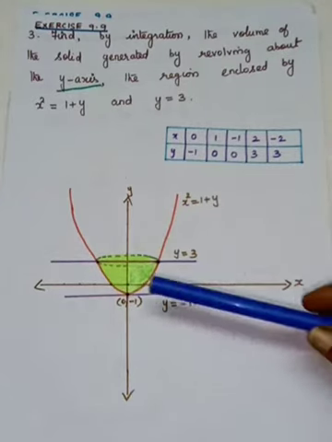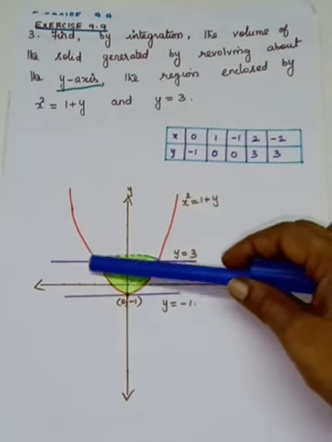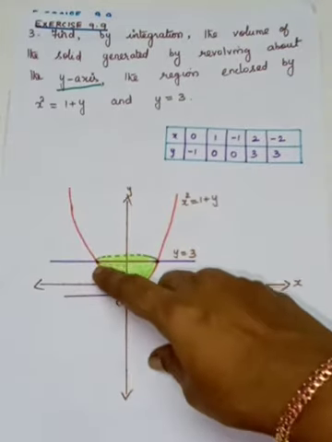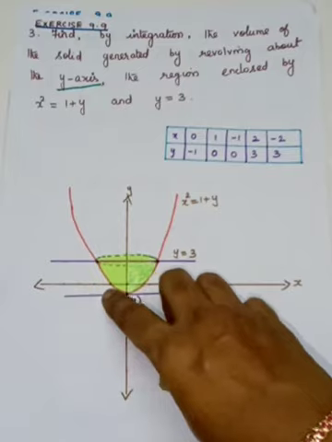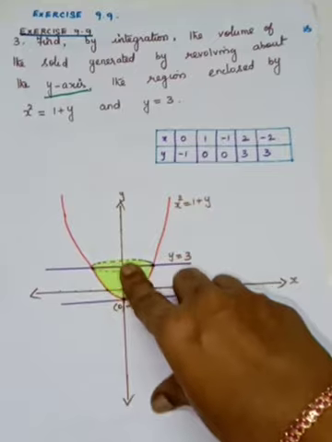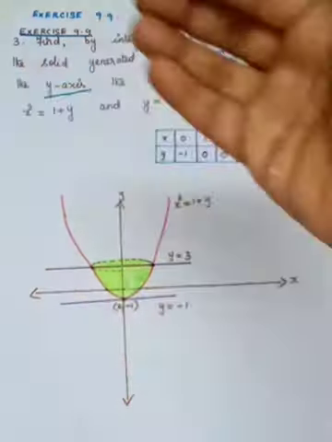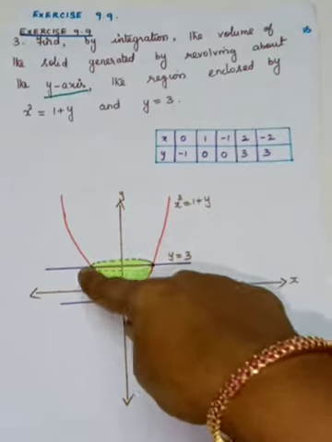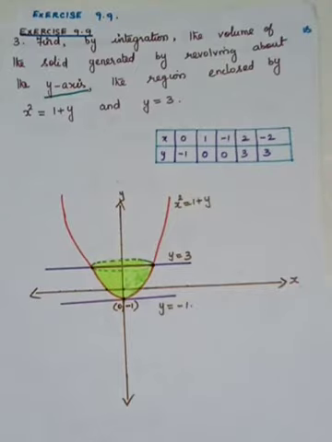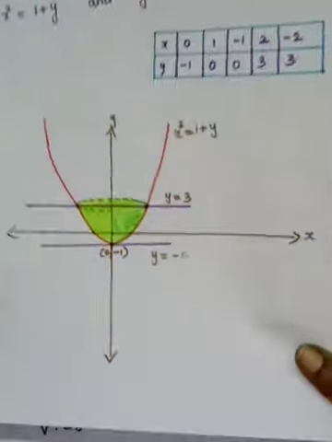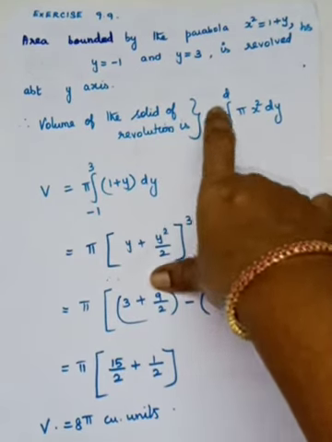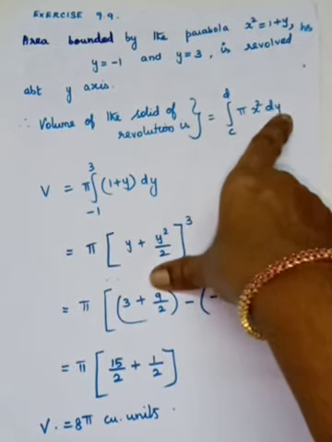So what is given here? This area bounded by the parabola, y is equal to minus 1 and y is equal to 3, is revolved about the y-axis. You will get a solid and you are going to find the volume of the solid. So therefore the volume of the solid, which is revolved about which axis? The y-axis. So the integral from c to d of pi x squared dy.